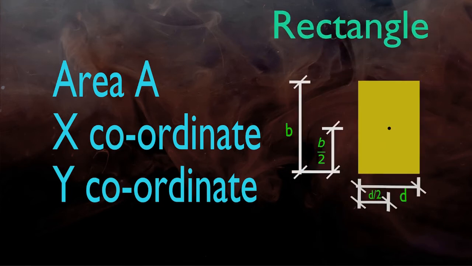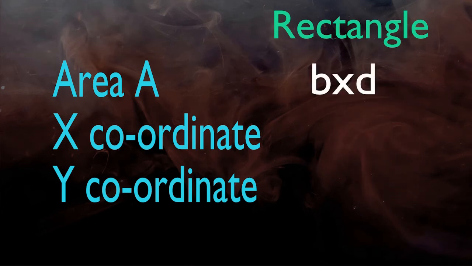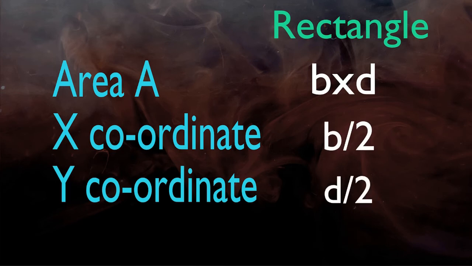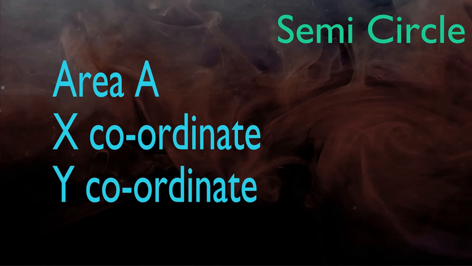Area of a rectangle is width multiplied by depth, and centroid coordinates are b by 2 and d by 2, depending on position of rectangle. Area of semicircle is pi r square by 2, x coordinate is r and y coordinate is 4r by 3 pi. Here all dimensions are in meter, so unit of area will be meter square and unit of x and y coordinates will be meter.